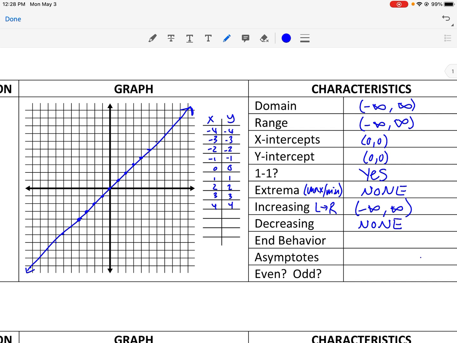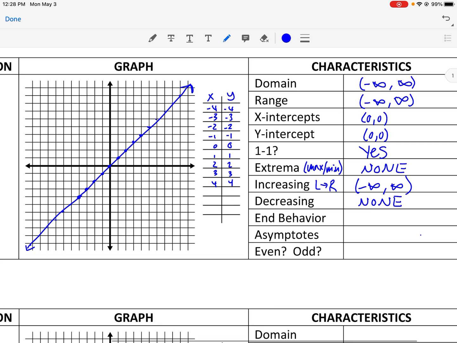End behavior, we just want to know what the right and left sides of the graph do. So if you just want to write right and left and then tell me what it does, that works for me. So left end behavior goes down. If you notice to the left, it's decreasing. So the left side is going down. And the right side, as I go off to the right, you just follow it and it's increasing.